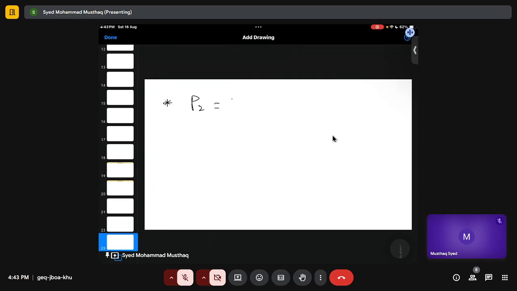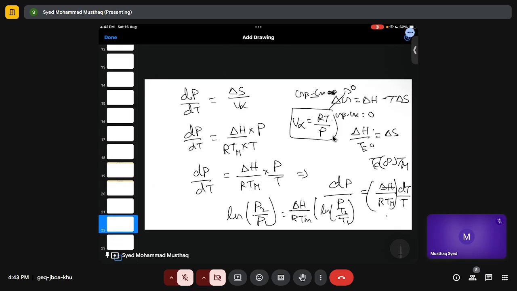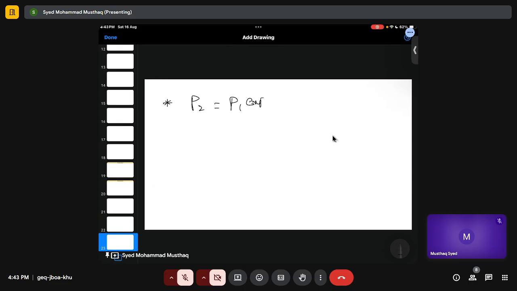P2 times P1 will be exponential times delta H and then R E. So P2 times P initial times exponential H.